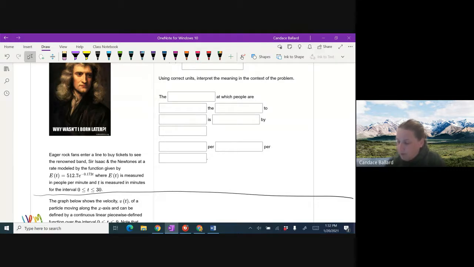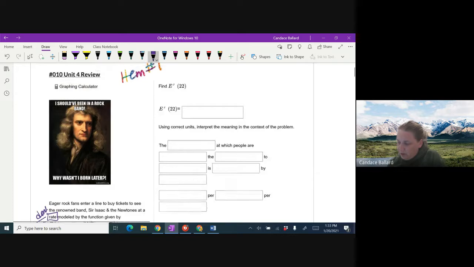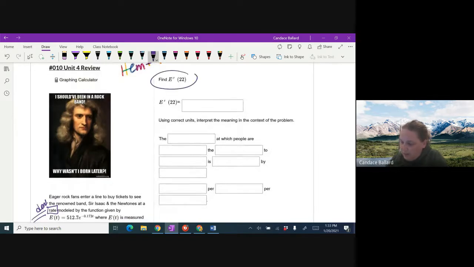Okay, so first of all, I've seen this word rate. What does the word rate mean? Okay, derivative. So we already have the derivative function already. Okay, good. And it even tells us it's measured in people per minute. t is measured in minutes for the interval from 0 to 30. So we are supposed to find e prime of 22. I'm literally going to my calculator and I'm going to plop all of this into my calculator.